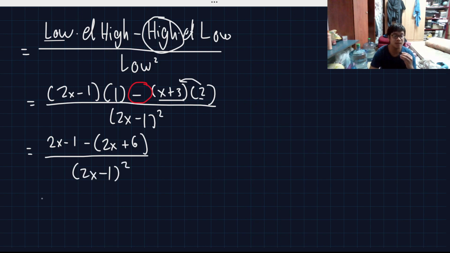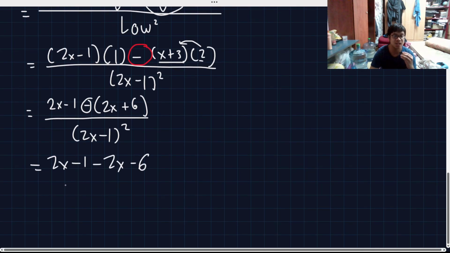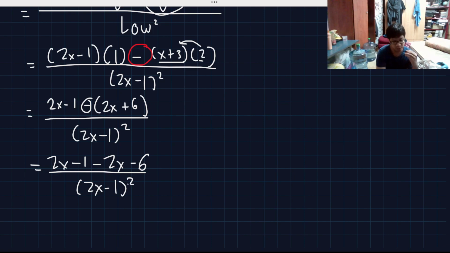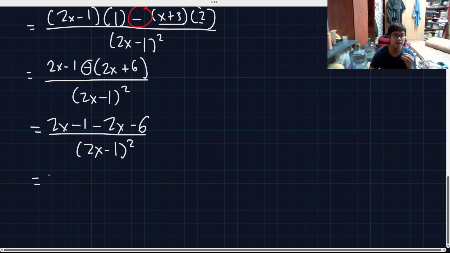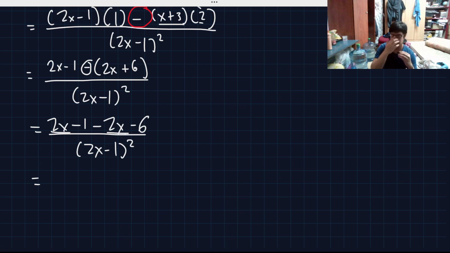But what to do now? Now we will just simply distribute the negative sign, which is the minus sign here, to these parentheses. So negative times 2x is just negative 2x, and negative times 6 is just negative 6. All right, there we go. Now, what we're going to do is combine similar terms. So, 2x minus 2x. These two are similar because both of them have x's. Combining them will give you 0. So, this would be cancelled.